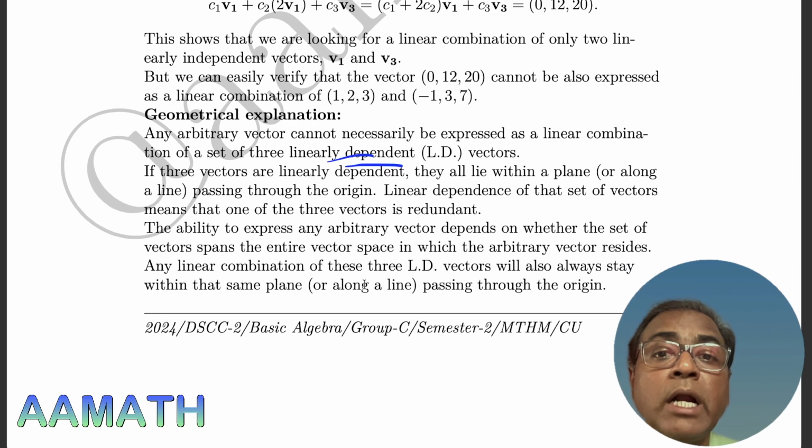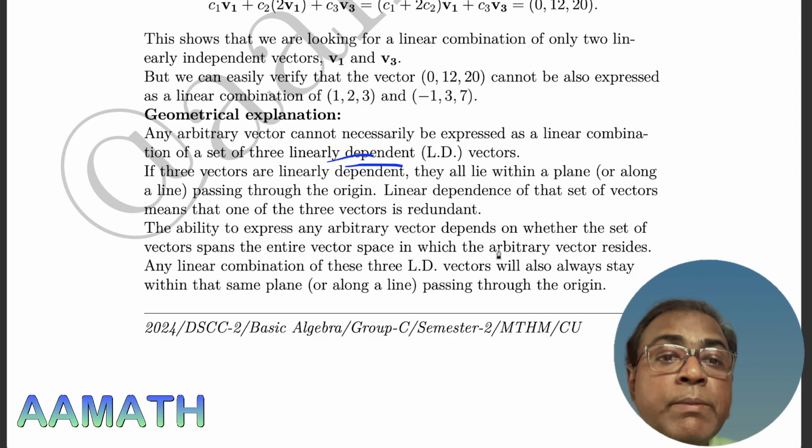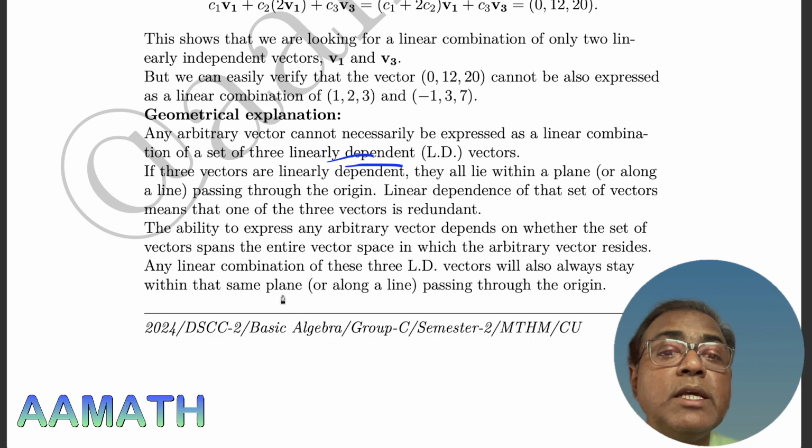The ability to express any arbitrary vector depends on whether the set of vectors spans the entire vector space in which the arbitrary vector resides. We can express an arbitrary vector by the three given vectors only if it resides in the space generated by this given set of vectors. Any linear combination of these three linearly dependent vectors will always stay within the same plane or along a line passing through the origin. This is the linear span. Actually, this plane is the linear span of the given set of three vectors.